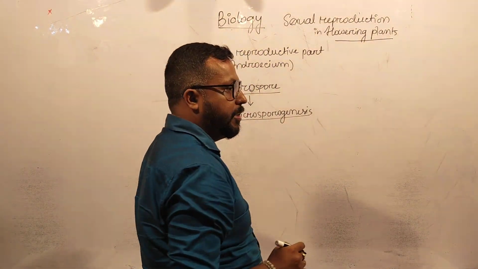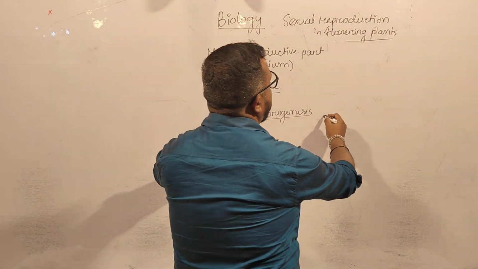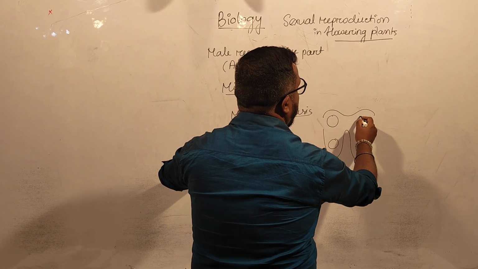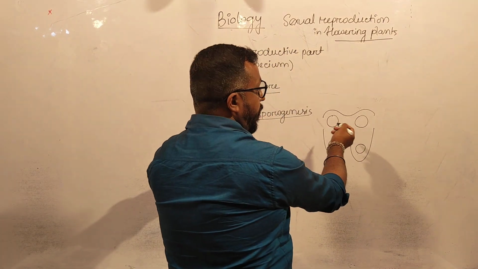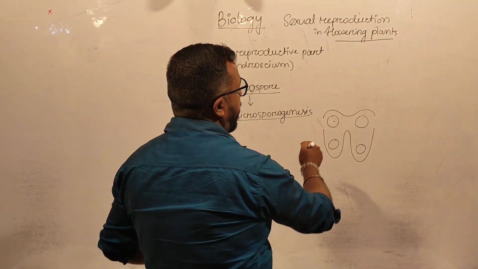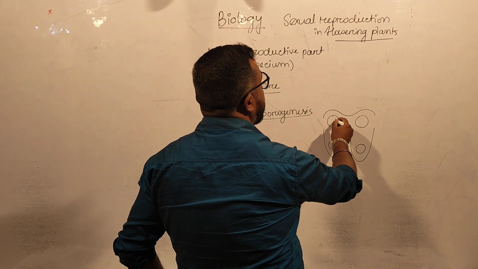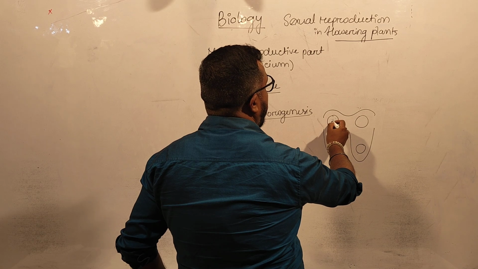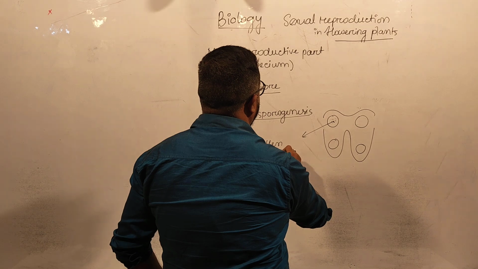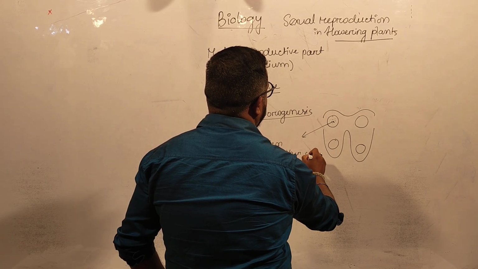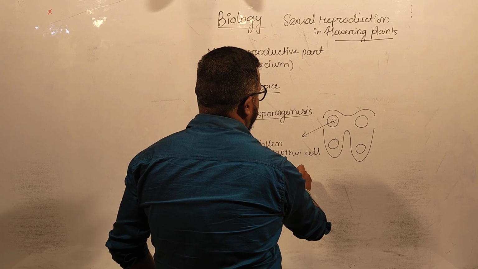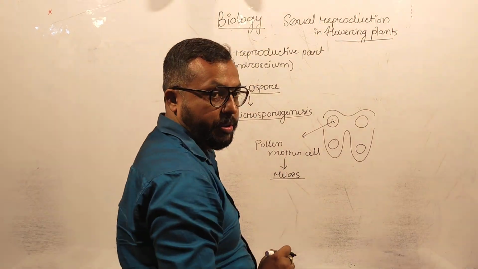How does microsporogenesis occur? When I previously drew the diagram of the anther, inside the pollen sac or microsporangium, there is sporogenous tissue. In this sporogenous tissue, certain cells appear, and these cells are called pollen mother cells. This pollen mother cell will undergo meiosis division.